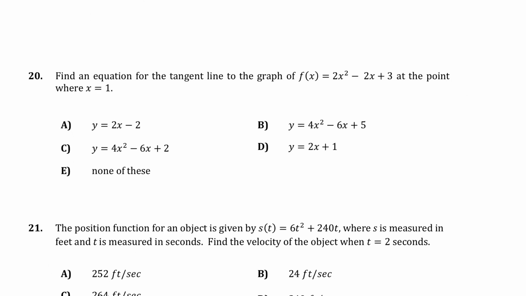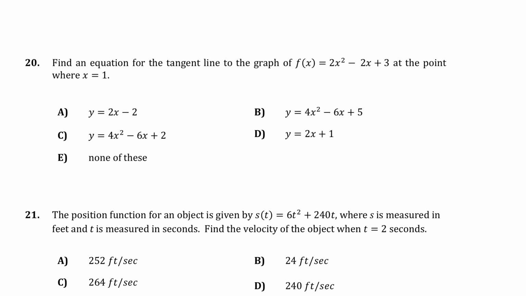Number 20, find an equation for the tangent line to the graph of this thing at the point where x equals 1. Well, we have to find the slope of that tangent line. So f prime of x is equal to 4x minus 2. At x equals 1, f prime of 1 is 4 times 1 minus 2, which is 2, I believe.